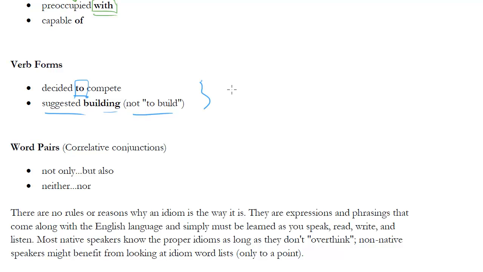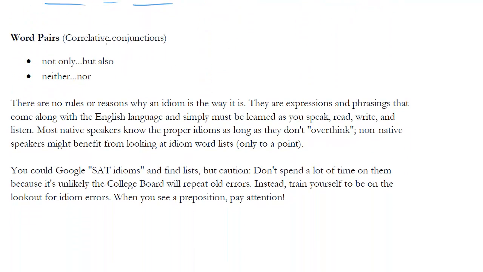So again, verb form, it's the difference between the ing ending of the verb versus the infinitive, which is to plus the verb. And we'll actually look at some examples of that in the Grammar Tactics series and probably elsewhere. The last kind of idiom, which is not really, I guess, an idiom, but we'll call it one, is the word pair. So these are correlative conjunctions. We'll have a whole video on this later, but these are things like not only, but also, neither, nor. They just go together because that's the way it is.